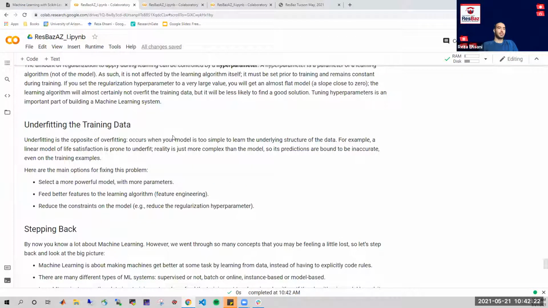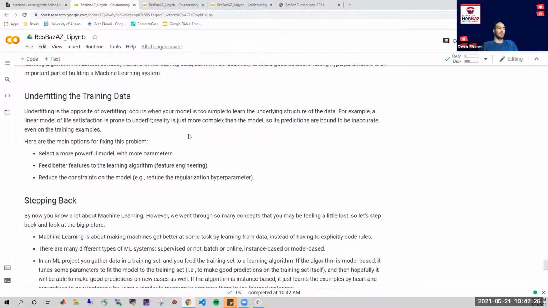Another issue with bad algorithms is called underfitting the training data. And as you may guess, underfitting is exactly the opposite of overfitting. It occurs when your model is too simple to learn the underlying structure of the data. For example, a linear model of life satisfaction is prone to underfitting. The reality is much more complex than that. So our predictions are kind of inaccurate.